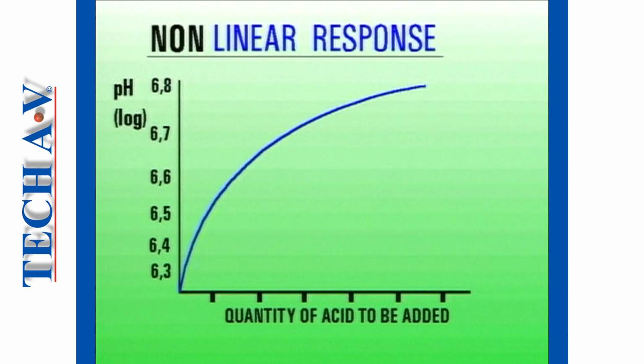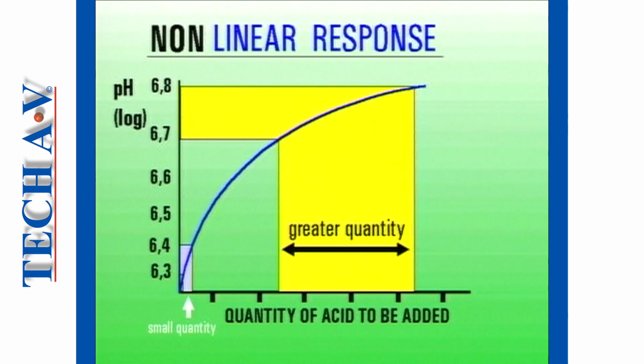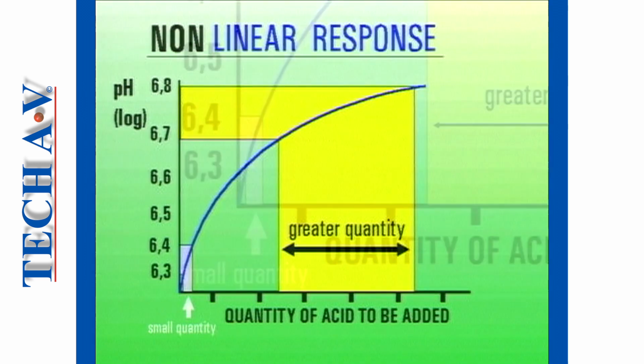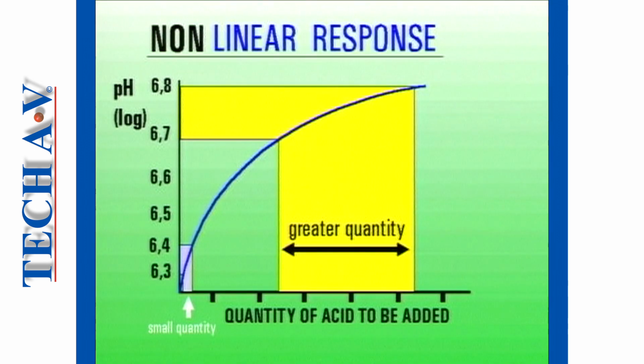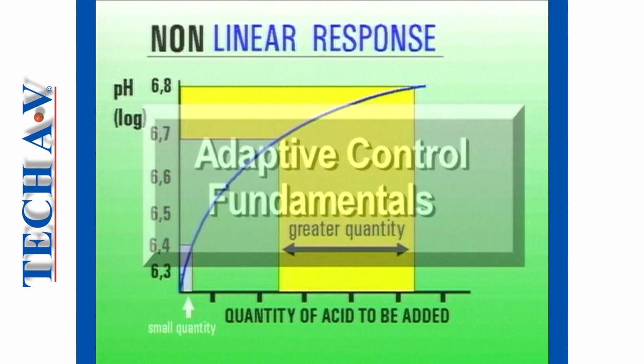This graph shows the relationship between pH and the quantity of acid required to lower the pH. The relationship between the two variables is nonlinear, as shown by the shape of the curve. Furthermore, the graph shows that a much greater quantity of acid is required to reduce the pH from 6,8 to 6,7 than is required to reduce the pH from 6,4 to 6,3. In summary, it was the nonlinear or logarithmic response of the pH and the lack of a suitable feedback loop that caused the system to fail.